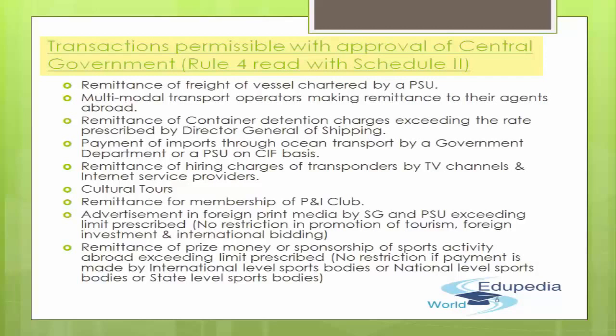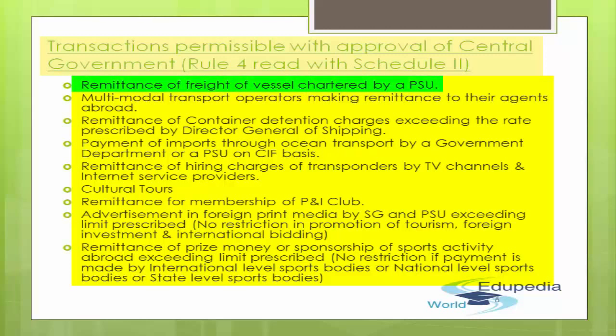This will be about the transactions which are permissible, however, with the approval of the central government. You need to have the prior permission and the approval of the central government, and therefore you can go about taking care of these transactions. This is under rule number 4, read with schedule 2. So number 1, remittance of freight of vessel chartered by a public sector unit.